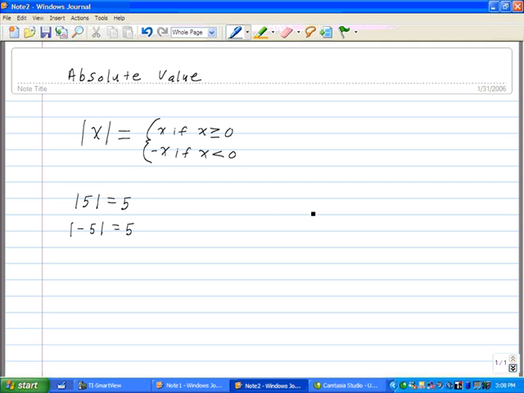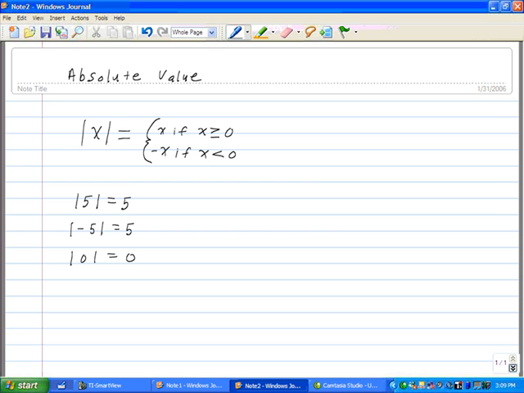Now you may say that that means it always comes out positive, but actually the absolute value of 0 is 0. So really, to be accurate, we need to say the absolute value is always a non-negative number because 0 is considered non-negative and it's also considered non-positive.